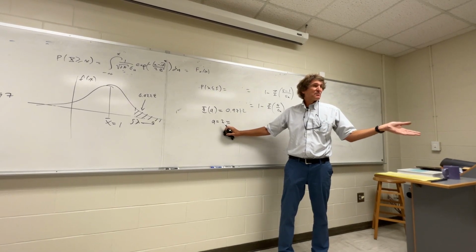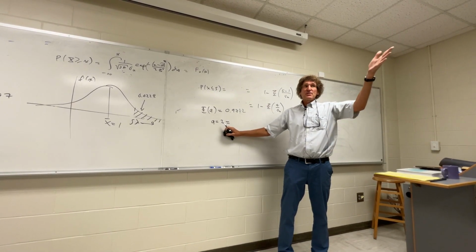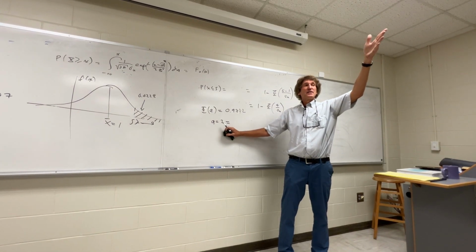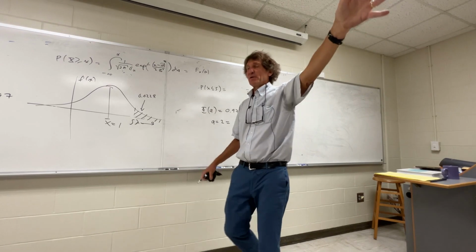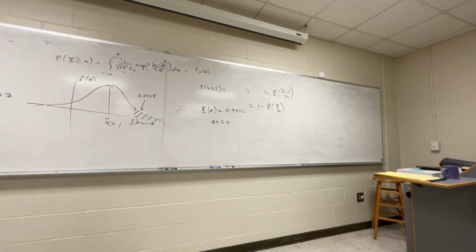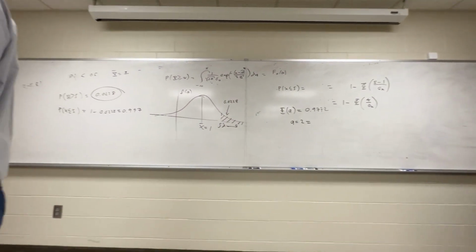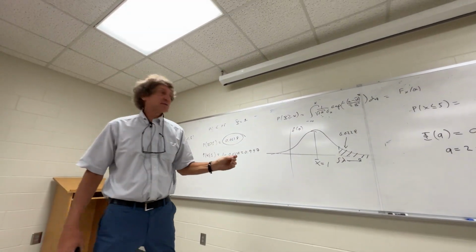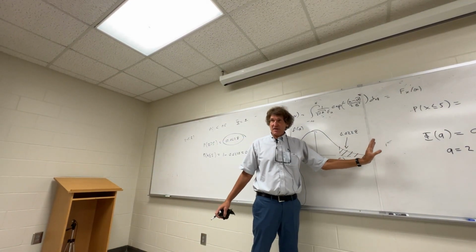Y'all with me, class? Does anybody not, you good with this in the far back? 0.9772. It's 2. What don't you understand? If I can help you, if you can tell me where the disconnect is. Mainly, it's just seeing this. If you can see, you understand, he gives you that area, right?